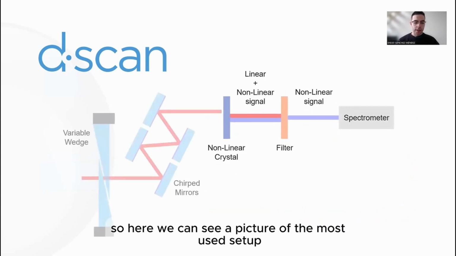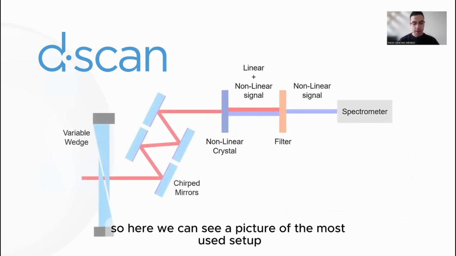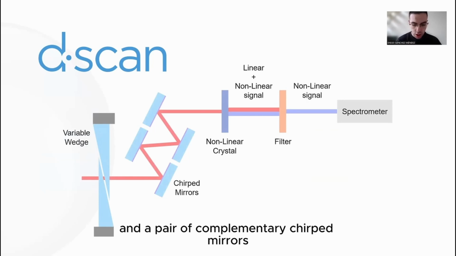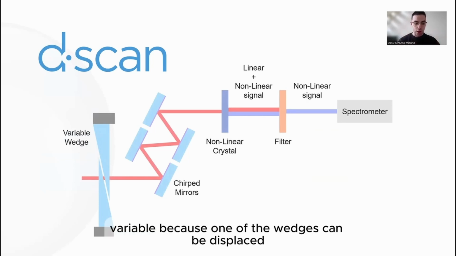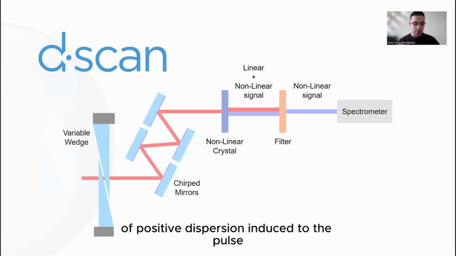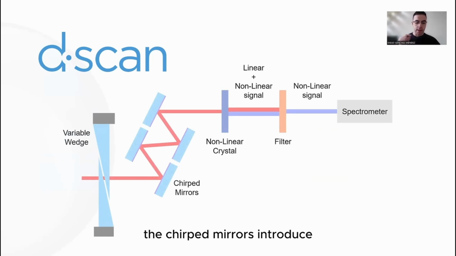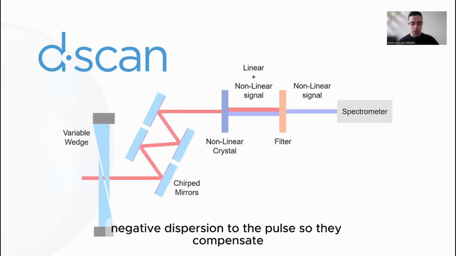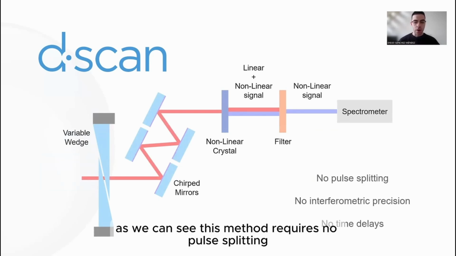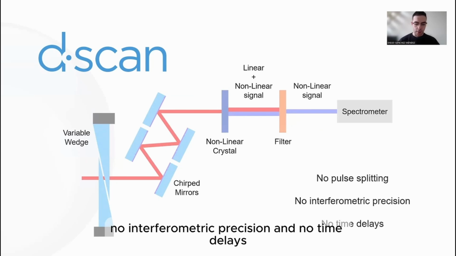So, here we can see a picture of the most used setup. The variable compressor in this case is composed of 2 glass wedges and a pair of complementary chirp mirrors. We call it variable because one of the wedges can be displaced, changing the amount of positive dispersion induced to the pulse. The chirp mirrors introduce negative dispersion to the pulse, so they compensate for the dispersion introduced by the wedges. As we can see, this method requires no pulse splitting, no interferometric precision, and no time delays, like other temporal characterization techniques.